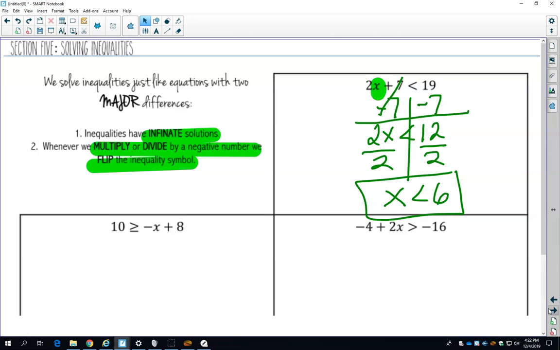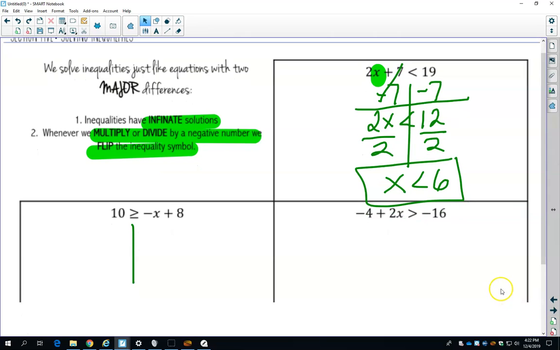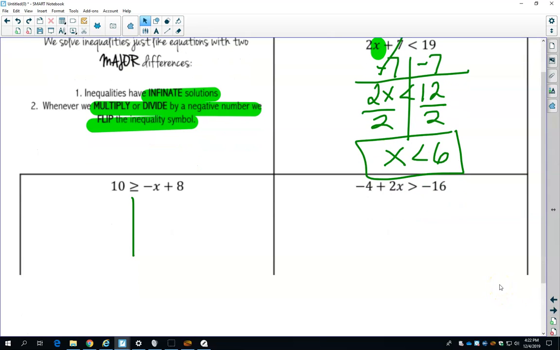The next problem, 10 is greater than or equal to negative x plus 8. So again, we're trying to isolate our variable. So we're going to subtract 8 from both sides. This cancels out. 2 is greater than or equal to negative, and I'm going to go ahead and put my 1, right? Because it's 1x. So we're going to use that negative 1 to get a positive x. So in order to get rid of that negative 1, because it's negative x, we're going to divide both sides by negative 1.